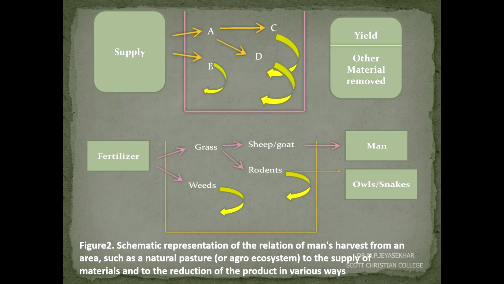So this figure explains a systematic representation of the relation of man's cargoes from an area, such as a natural forest, to the supply of the material and to the reduction of the product in various ways.